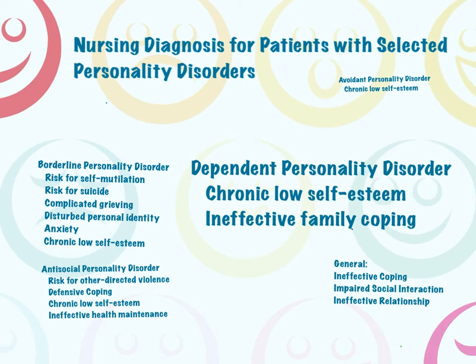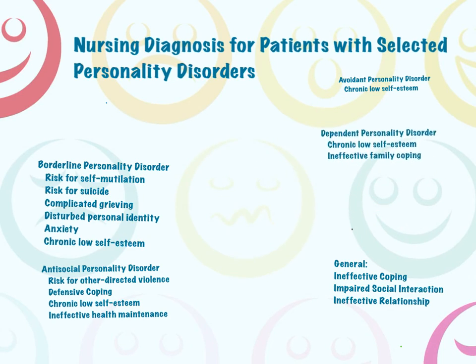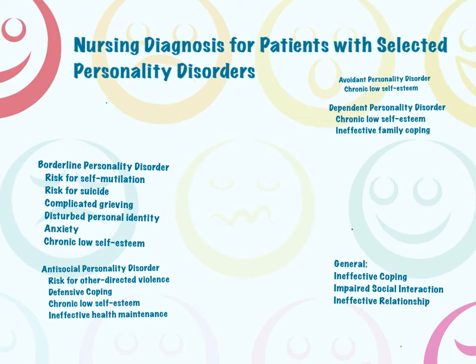Dependent personality disorder, you're also dealing with chronic low self-esteem, and sometimes ineffective family coping, an ineffective relationship certainly, particularly if this person is a victim of domestic violence, and in that case will probably add a risk for injury. You're going to see people who have impaired decision-making probably, so think about those things when you're making care plans.